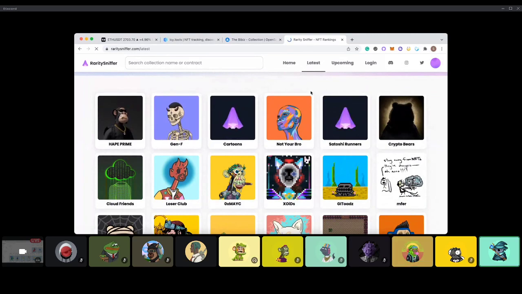I don't know why the connection is bad or the tool is slow. Anyway, this is an alternative to NFT nerds to snipe the rares. Any questions so far?